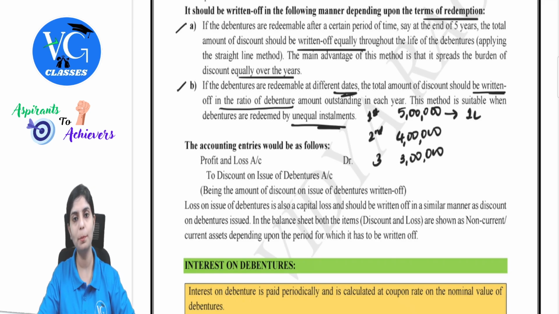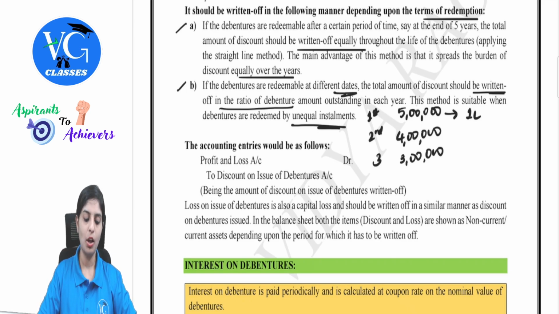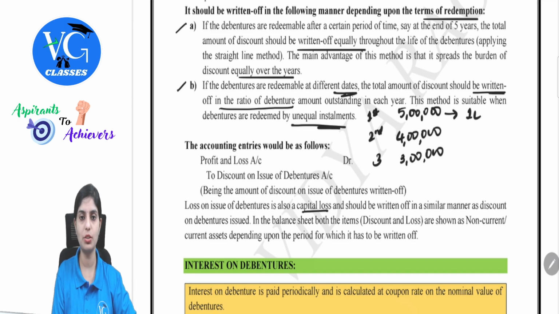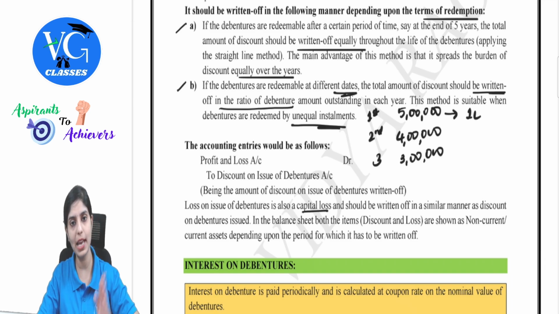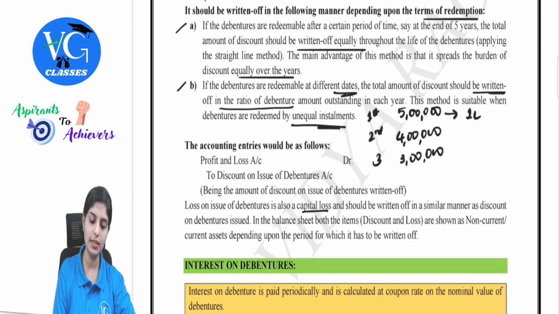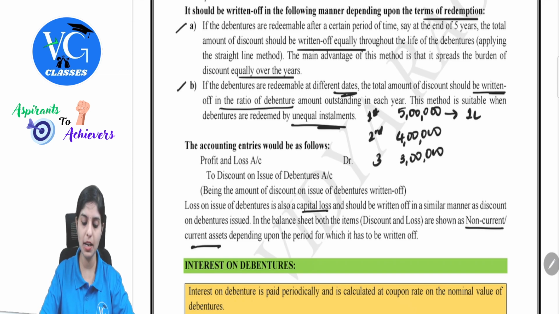It will be transferred to profit and loss account. Loss on issue of debentures is also a capital loss and should be written off in a similar manner as discount on debentures issued. This we understood for discount. Same works for loss on issue of debentures. In the balance sheet, both the items, that is discount and loss, are shown as non-current or current assets because it will have a debit balance depending upon the period for which it has to be written off.